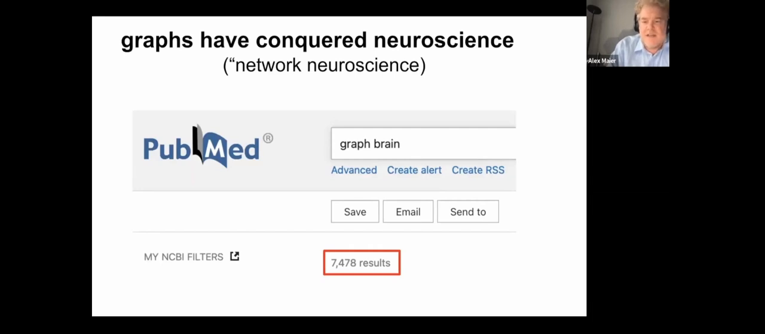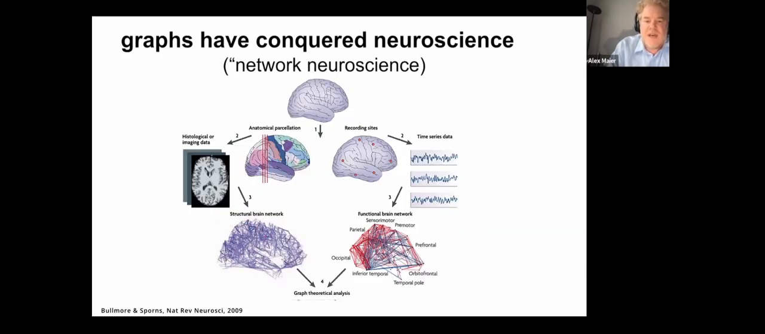You go to PubMed and you look at the neuroscientific literature and you look at keywords such as graph and brain, you find that there's thousands, in fact roughly 7,500 results that have been produced. And that's because graph theory has been really successful in neuroscience.